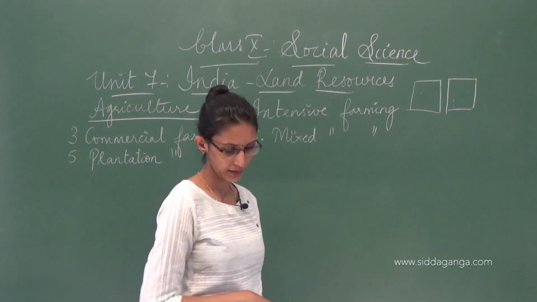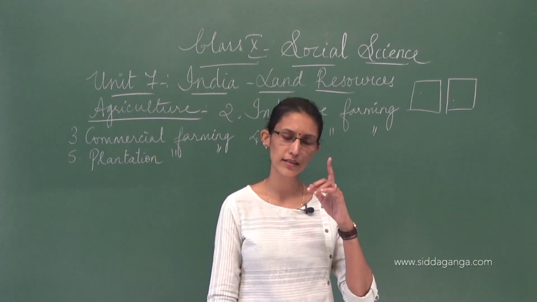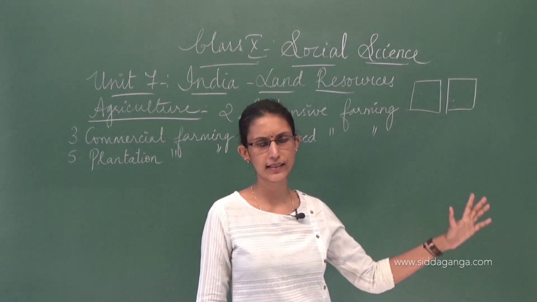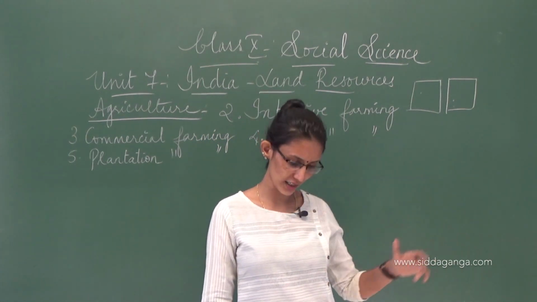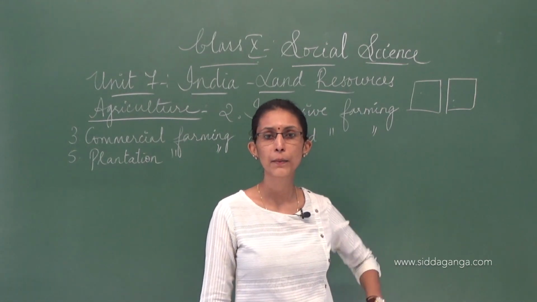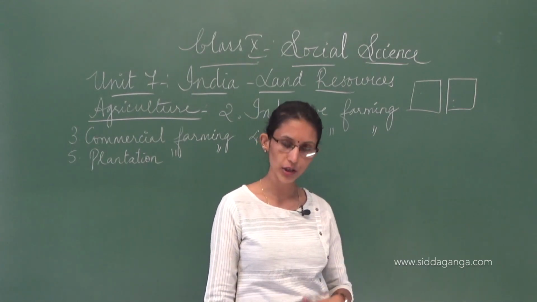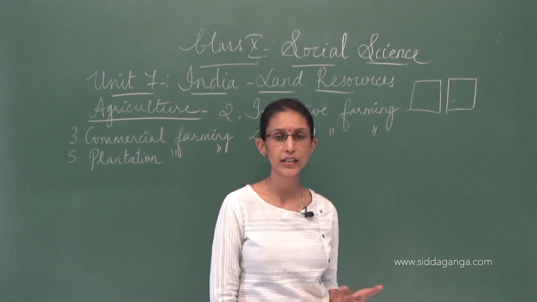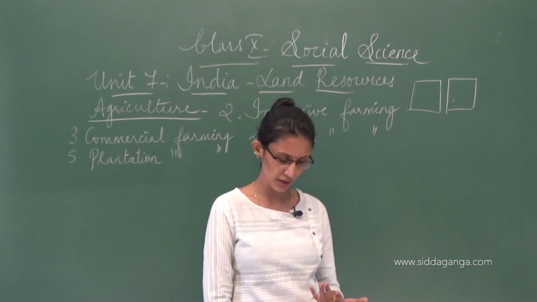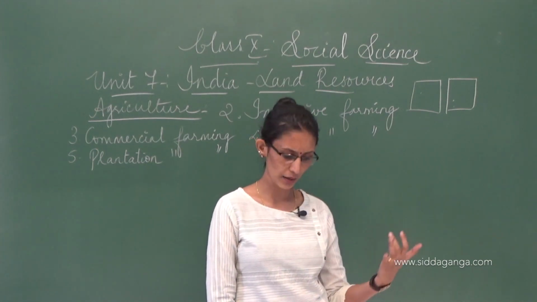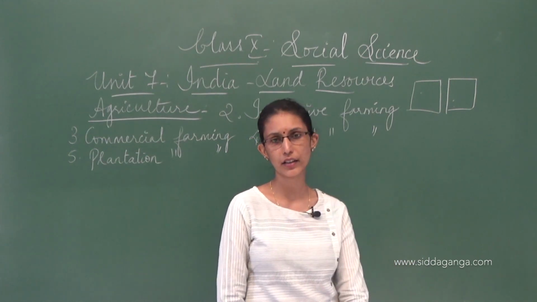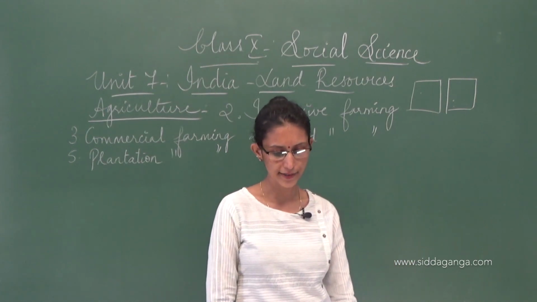Plantation farming. Now they are growing one single crop in a large estate, for the market. They require a lot of labor, a lot of money, a lot of investment. Coffee, tea, rubber, coconut, these are plantation crops grown in India.